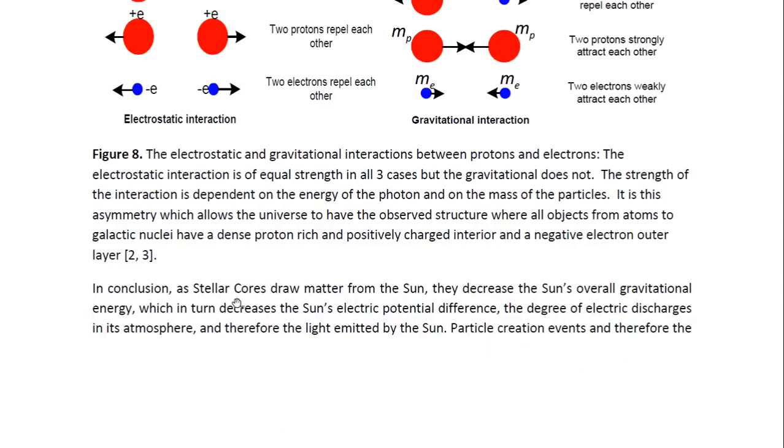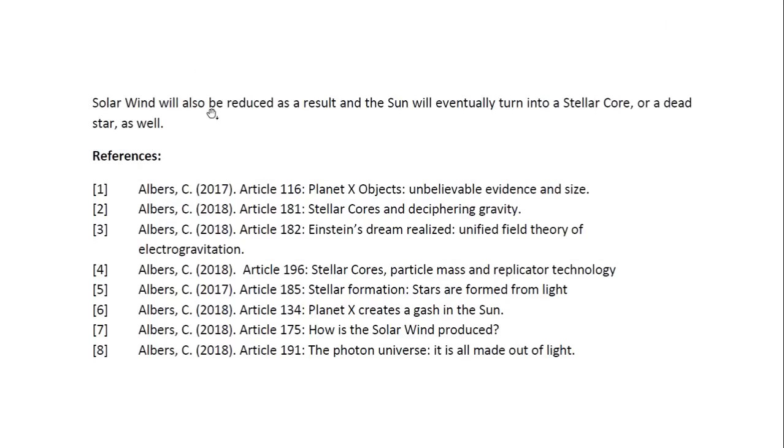So, in conclusion, as stellar cores draw matter from the sun, they decrease the sun's overall gravitational energy, which in turn decreases the sun's electrical potential difference, the degree of electric discharges in its atmosphere, and therefore the light emitted by the sun. Particle creation events, and therefore the solar wind, will also be reduced as a result, and the sun will eventually turn into a stellar core or a dead star as well.